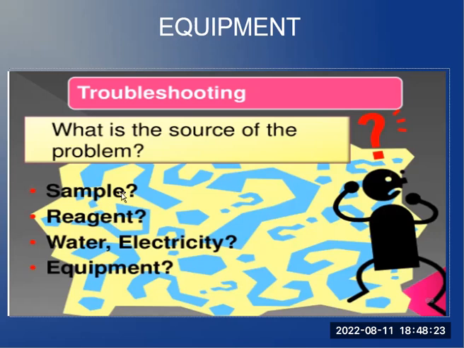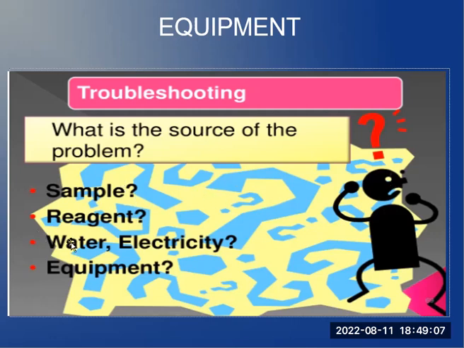Then what is wrong with your sample? Maybe your sample is clotted. If the sample is clotted, then the machine cannot extract the blood sample from the tube because the blood is clotted. So you need to correct this problem. The sample should not be clotted. If there is a clot in the sample, then the machine will not work. Then you need to call the engineer to replace the defective needle of that equipment.